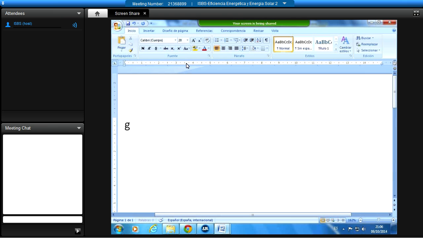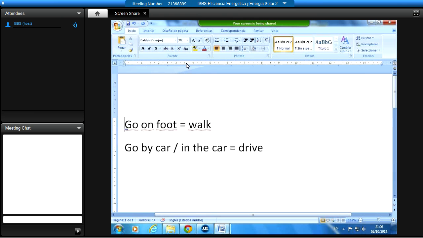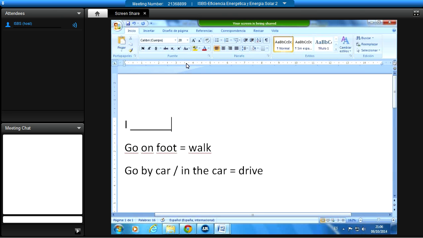Yes and no. Look, so when you say to go on foot, instead of go on foot is walk. To go by car, or to go in your car, or in a car, in the car, you say to drive. For example, look, imagine that you have this: I to the office, okay? So you could say, I walk to the office. This means I go to the office on foot. I drive to the office. That means I go to the office by car.